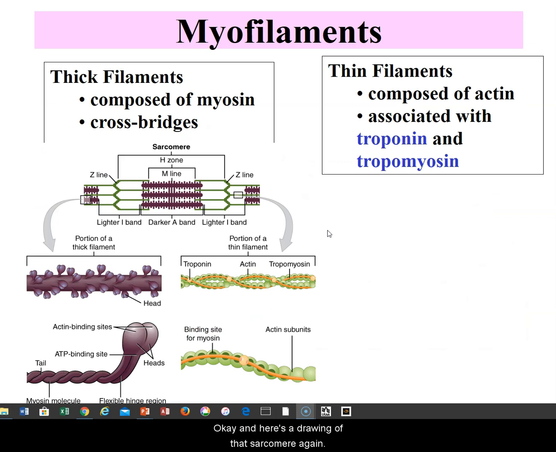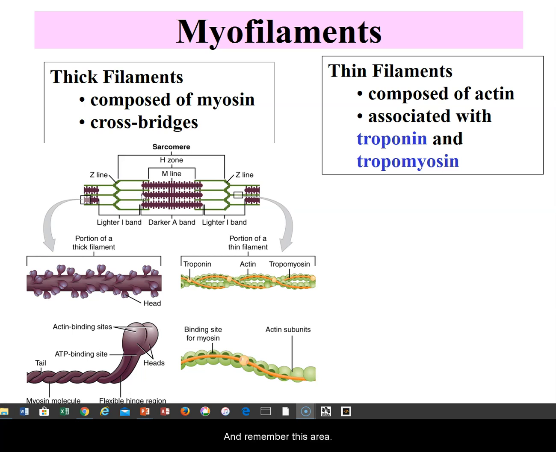Okay, and here's a drawing of that sarcomere again with the different areas. We have the Z line here and the Z line here forming the sarcomere. Attached to the Z line or Z disc is going to be the thin protein filament actin. Actin, actin, actin. And then here's the thick protein filament myosin. These two filaments play an important role in muscle contraction.